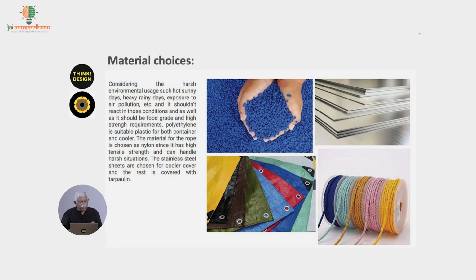You have to make a lot of material choices, because it is very important that it should not get wet during the rainy season. Different choices were made. Sometimes it's sunny, sometimes it's heavy rain, and there is air pollution, so the material should not react to all this. It should also be food grade and meet high strength requirements.